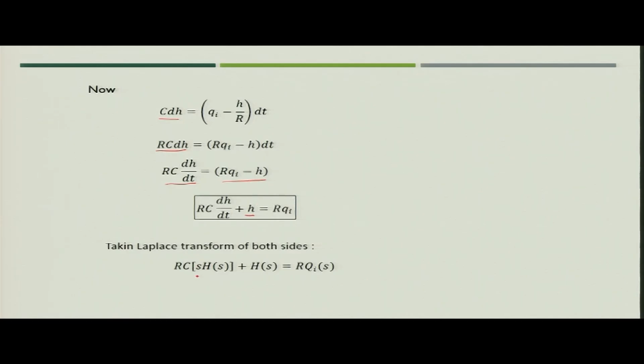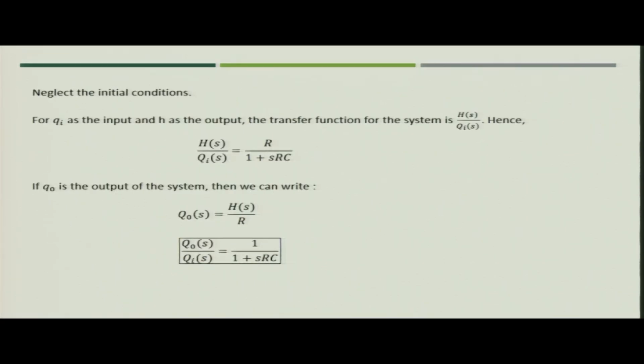Now, if you take the Laplace transform, R C dH by dt will become S R C H of S, plus H will become H of S, equal to R Q I of S. Now, if you neglect the initial conditions and want to find the transfer function, for Q I as an input and H as an output, the transfer function of the system will be H by Q I, which is nothing but R upon 1 plus S R C. So, in this way you can easily find the transfer function of the system.